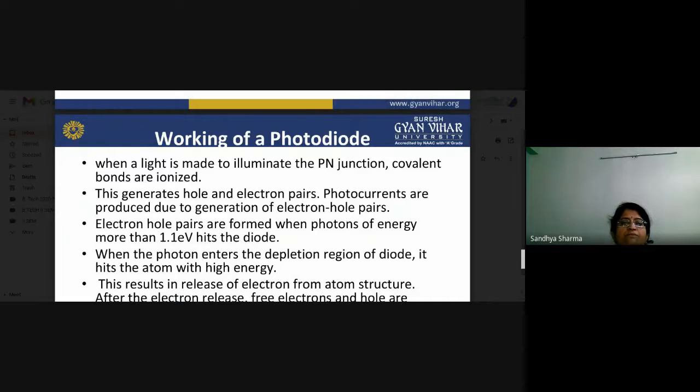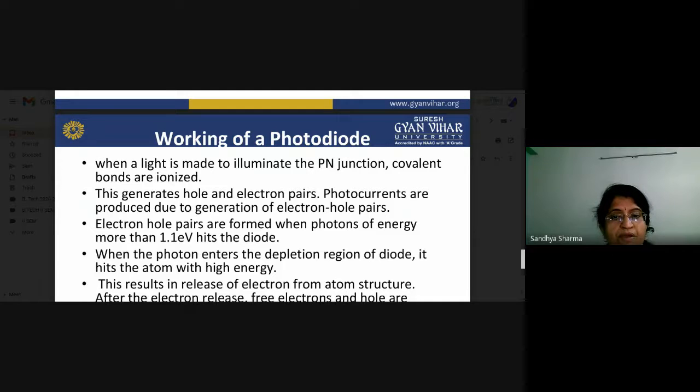When light is made to illuminate the PN junction, covalent bonds are ionized. What will happen when you focus your light on the PN junction? In the PN junction, covalent bonds are broken. When covalent bonds are broken, there is generation of electron-hole pairs, and photocurrent is produced due to the generation of electron-hole pairs. So due to the availability of a large number of electrons and holes, there may be photocurrent.